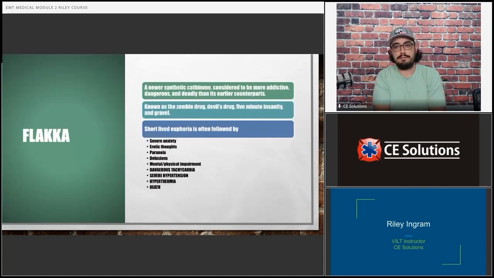Flakka. That's that Florida drug, isn't it? Synthetic cathinone, also considered to be more addictive, dangerous, and deadly than its earlier counterparts. It's the worst one. Known as the zombie drug, devil's drug, five-minute insanity, and gravel. Short-lived euphoria is often followed by severe anxiety, erratic thoughts, paranoia, delusions, mental and physical impairment, dangerous tachycardia, severe hypertension, hyperthermia, and death. Wasn't Flakka what that guy in Florida was on, that they caught eating another person's face on the side of the road? I think that's what that was, wasn't it?